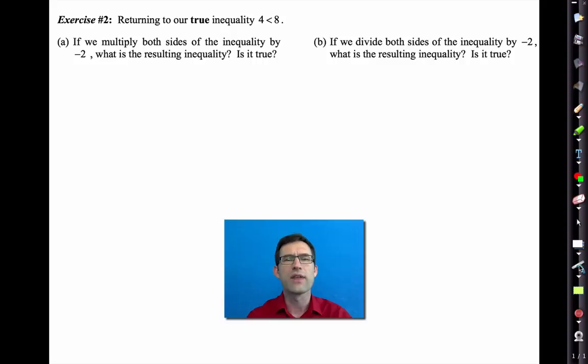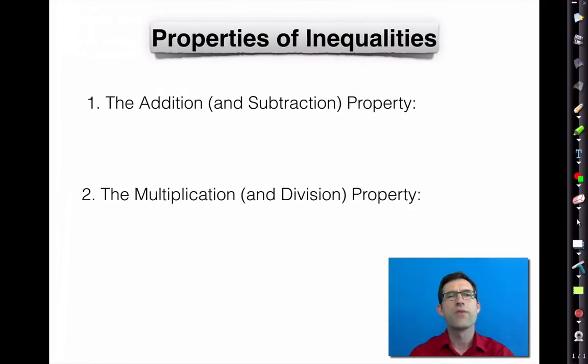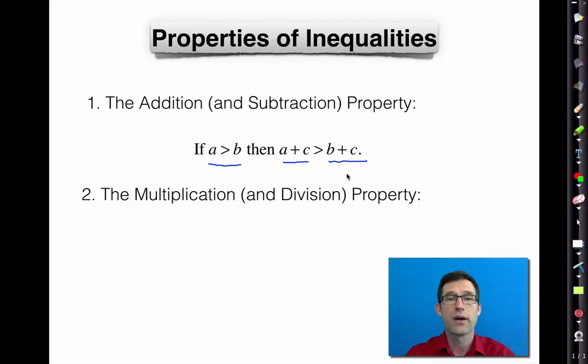All right, let's take a look at the properties of inequality. We've got the addition and subtraction property of inequality. Now, here's the great thing about the addition-subtraction property of inequality. It is exactly the same as the addition-subtraction property of equality. In other words, if A is greater than B, then A plus C will be greater than B plus C. In other words, you can add or subtract anything you want from the two sides of the inequality, and it will remain true. All right?